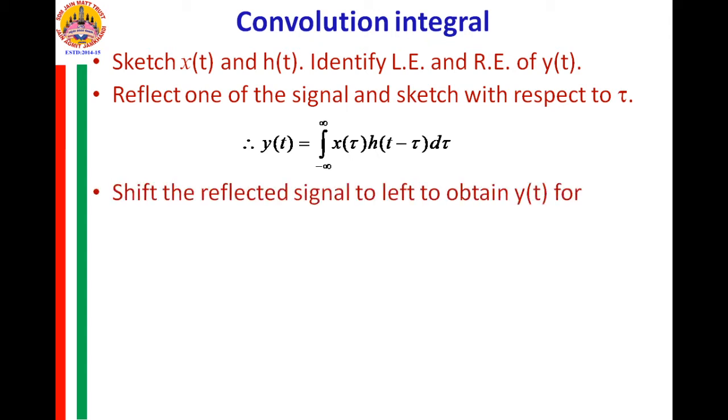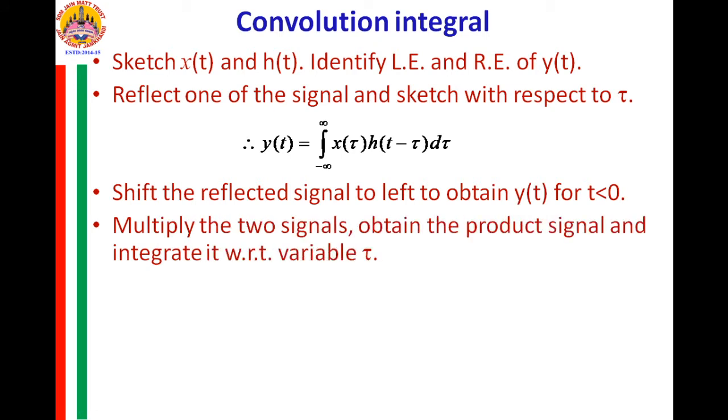And then once you reflect one of these signals, then to obtain y of t for t which is less than 0, we move on shifting left the reflected signal, and for obtaining the values of y of t for t greater than 0, we generally shift right this reflected signal. So, either way, then we multiply the two signals, that is the other one and the reflected and shifted signal, obtain the product signal and integrate the product with respect to tau.